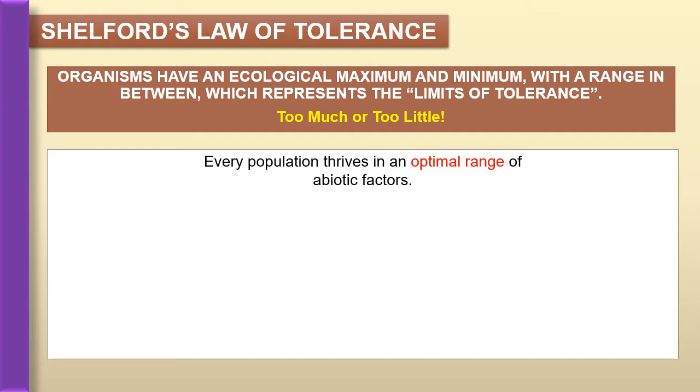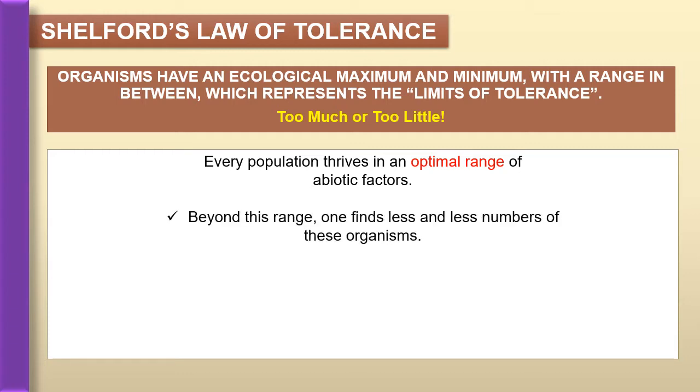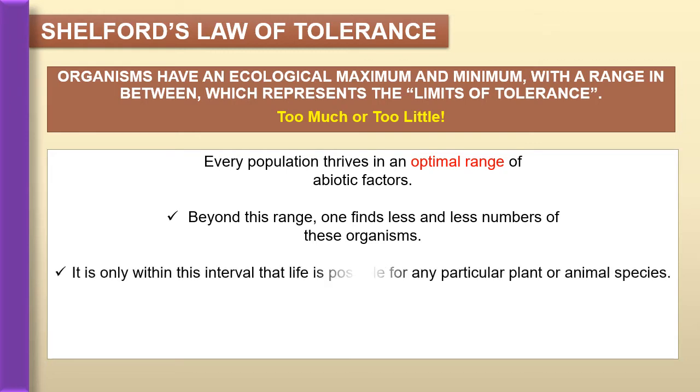The most favorable zone is called the optimum zone. So, optimum range is that range which is the best condition within the tolerant range for an organism, that is, it is the healthiest zone. Beyond this range, one finds fewer and fewer of these organisms. So, by crossing the optimal range or healthiest zone, one can find very few individuals of the species. It is only within this interval that life is possible for any particular plant or animal species.